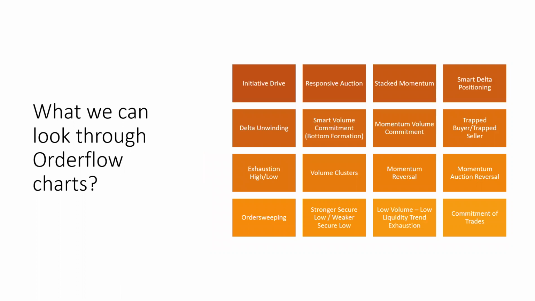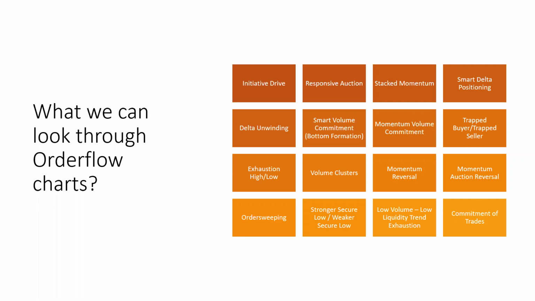So through order flow charts, I'll be looking into various things: initiative drive, responsive auction. In fact, I'm going to give some brief idea about what an initiative drive and responsive auction is in this particular session. Other than that, order flow shows where the stacked momentum is forming, where the smart delta positioning is happening, where the delta unwinding is happening, or where particularly smart volume commitment is. Smart volume commitment is kind of an institutional commitment where the market itself shows a bottoming out approach. So from the order flow, we look for such smart volume commitment to understand whether the market has bottomed out or not.